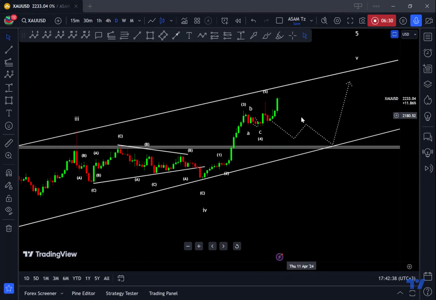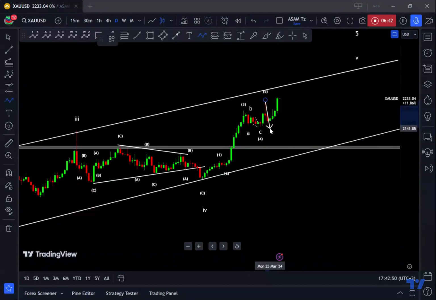So that is my idea. I still remain with this possible correction, but currently it is in a different way. So I can remove this and draw it in a different way. Price started here, first move, then B to the upside, then we are waiting for wave C to the downside. So now my downward movement remains the same. So that is the daily time frame, a possible expanding flat.